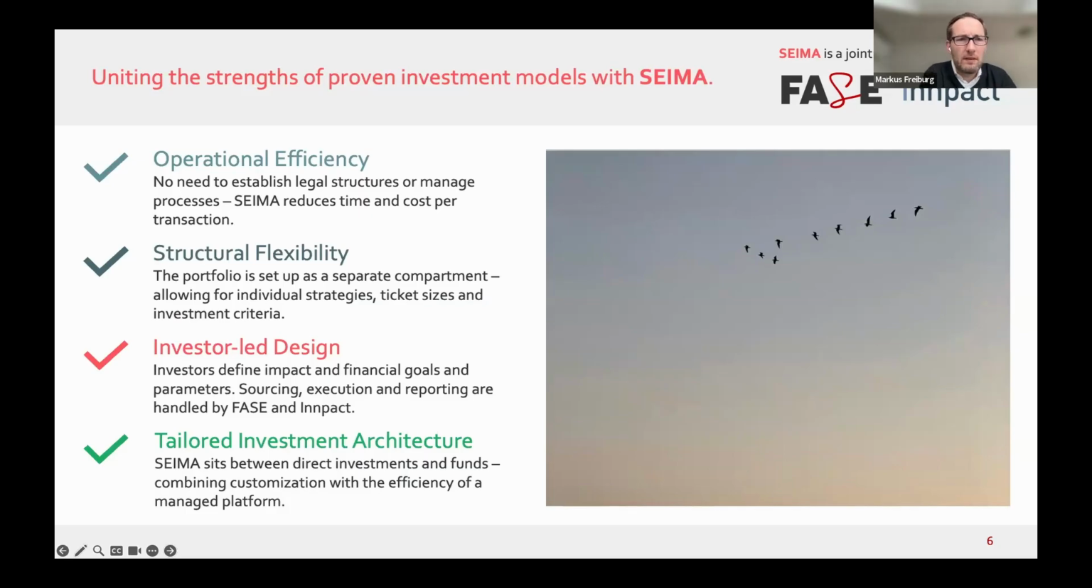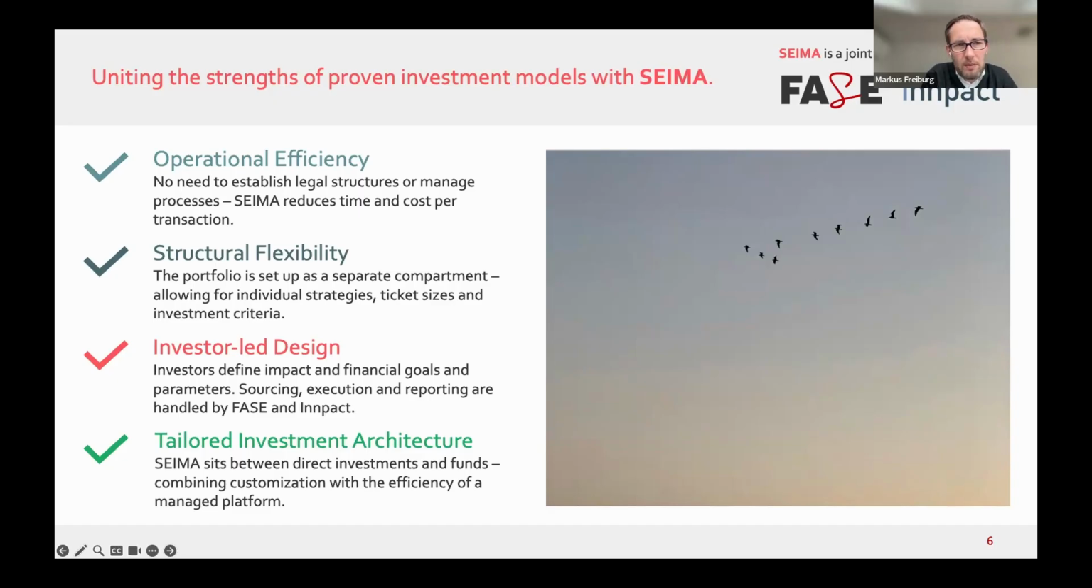And that is something that we now try to address with this managed account structure, SEIMA, where we really have, on the one hand side, an operation. So we do it based on a compartment structure in Luxembourg, a virtual compartment structure. So there is no need to set up separate legal structures. We can basically use existing structures and legal forms. We have a high structural flexibility.